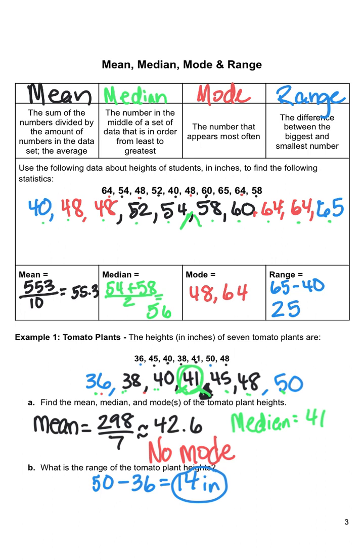So there's 2 examples of finding the measures of center and one of the measures of variability. And hopefully this was good practice for you.